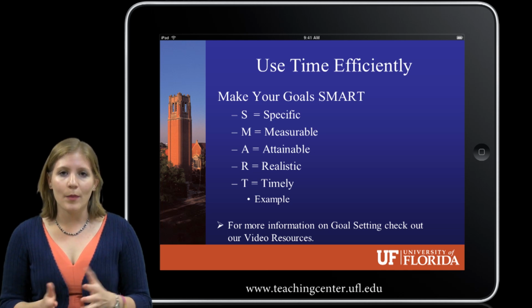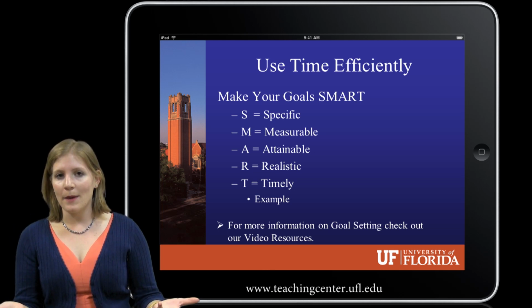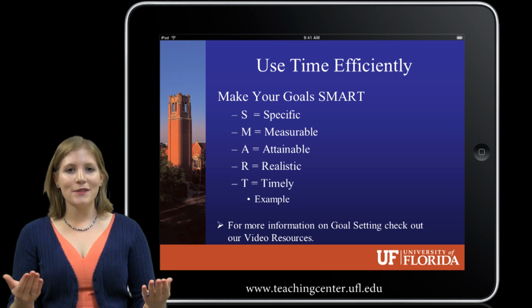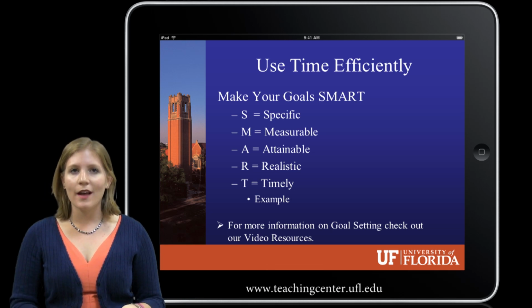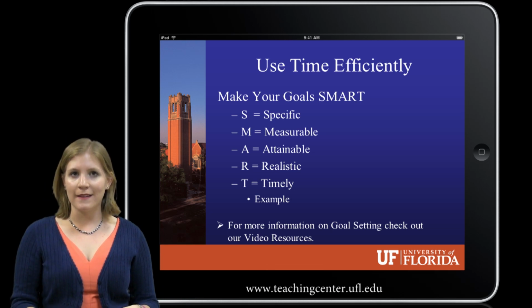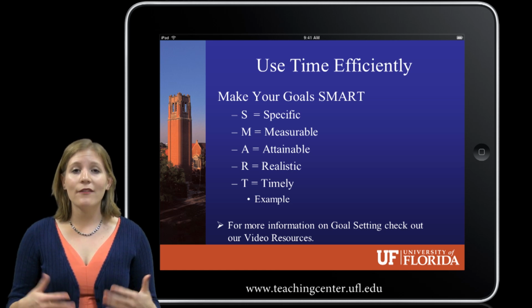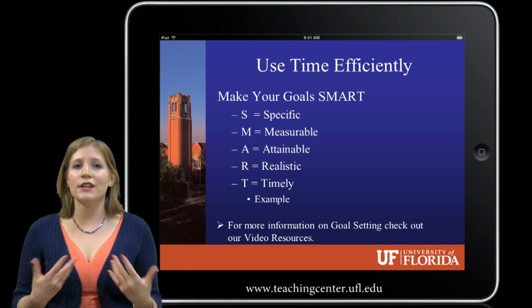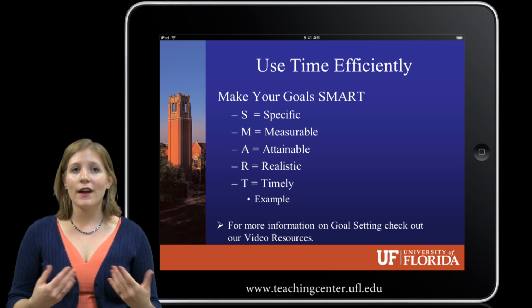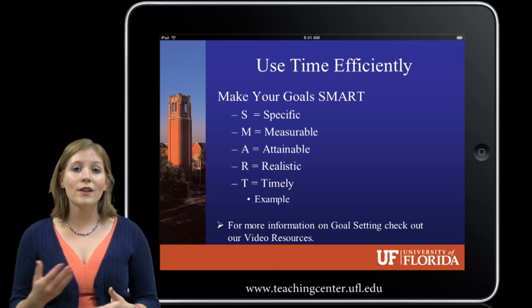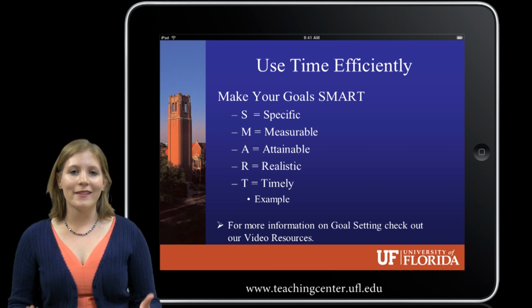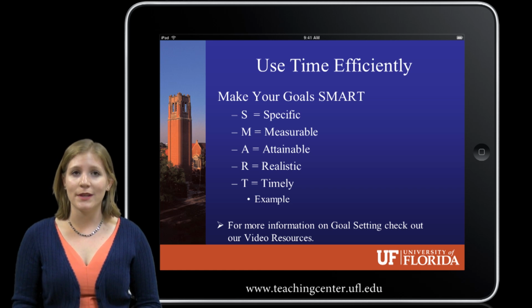So let's try an example. How about, I want to pass my class? That is a great goal to have, but let's try to make it more specific. I'm going to pass my economics exam, measurable, with an A, and then is this attainable? You have to think to yourself, how much of my grade is outstanding? Do I have enough points left in the semester to actually achieve this A? And then if I do, is it actually realistic that I will get 100% on my last exam to bring myself up to an A?